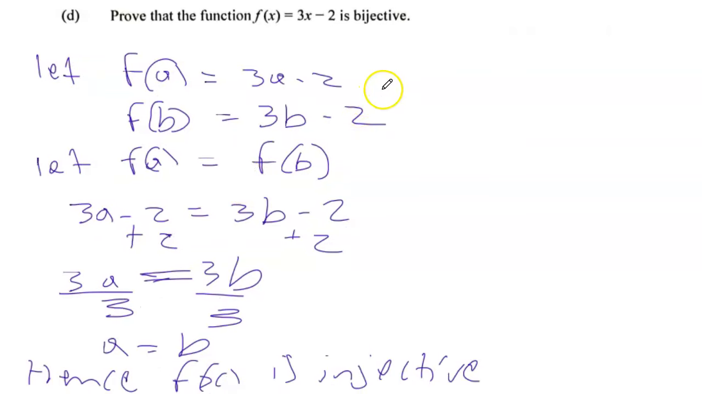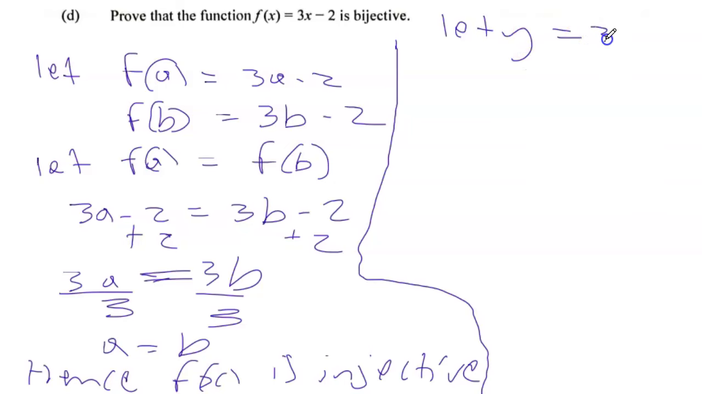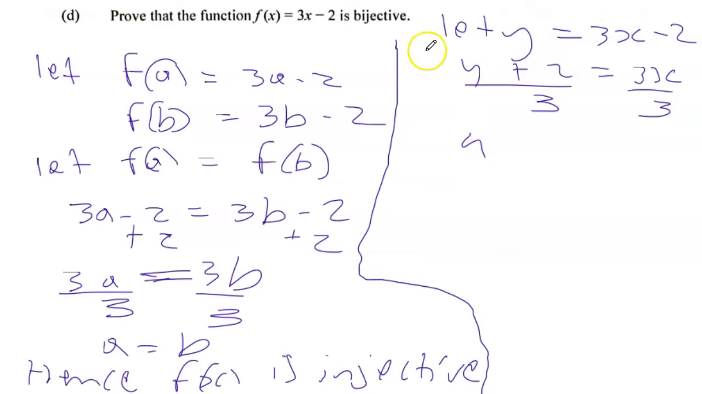We also need to test for surjectiveness, or onto. And again, we can use the graphical method or the algebraic method. Let me use the algebraic method. So if it's surjective, then f of x must be equal to y. So for the function here, we can let y be equal to 3x minus 2, and we can transpose for x. If we add 2 to both sides, we get y plus 2 equals 3x. Divide both sides by 3. So we end up with y plus 2 over 3 equal to x.